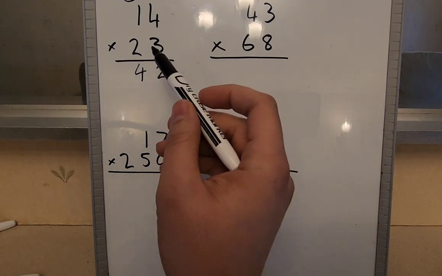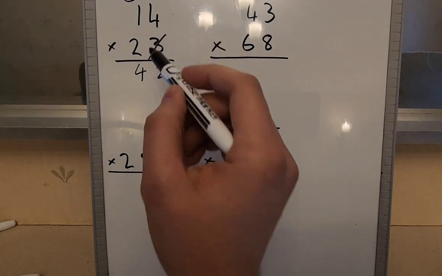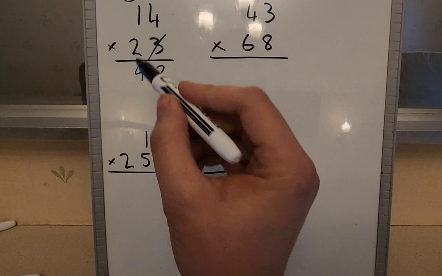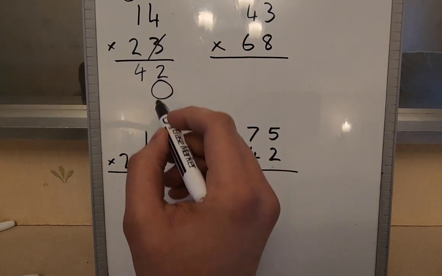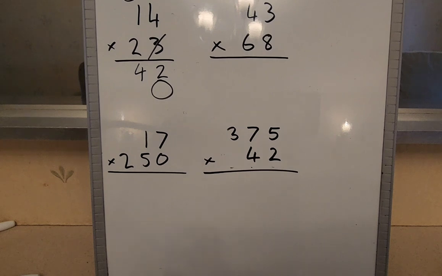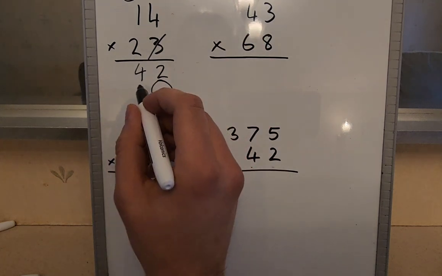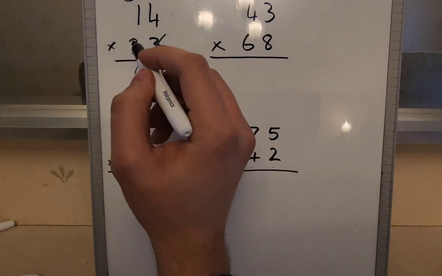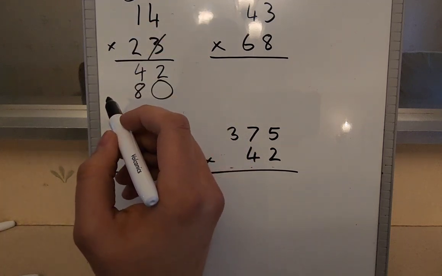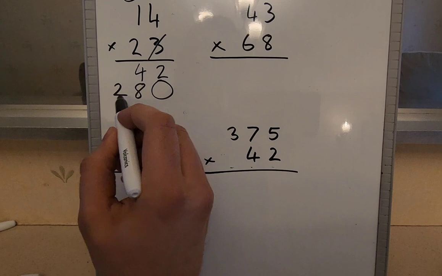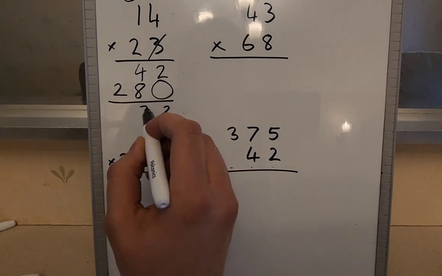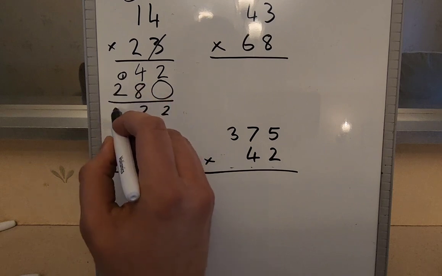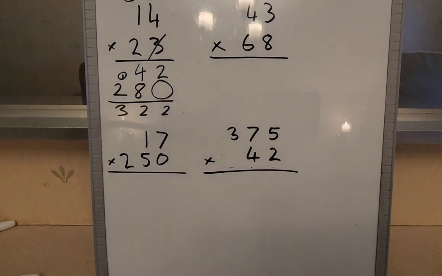So once we're done with this, we can put a cross through it, and here we're doing 20, but because it's written 2, we're just going to fill this space here with a 0. 2 times 4 is going to be 8. 2 times 1 is going to be 2. And now we can just go ahead and add everything up. And we have an answer, 322.